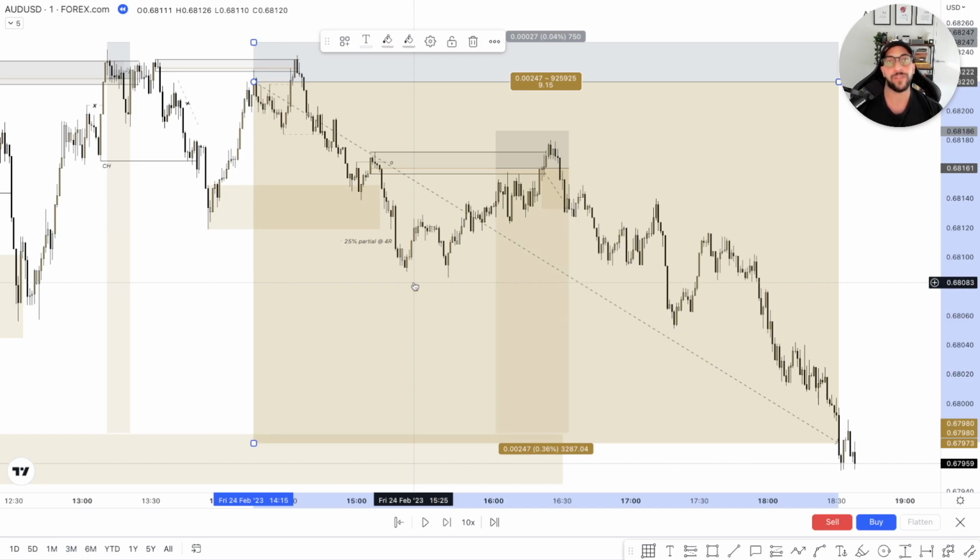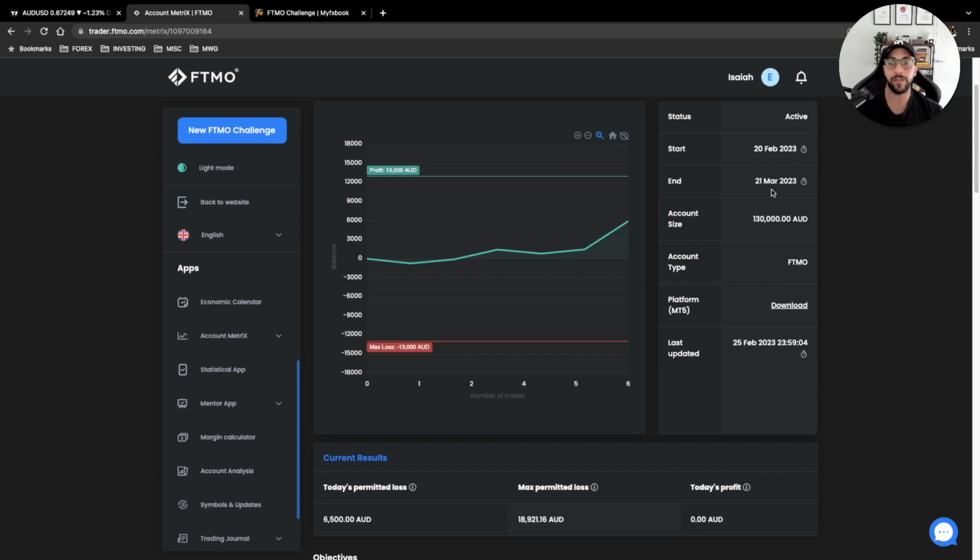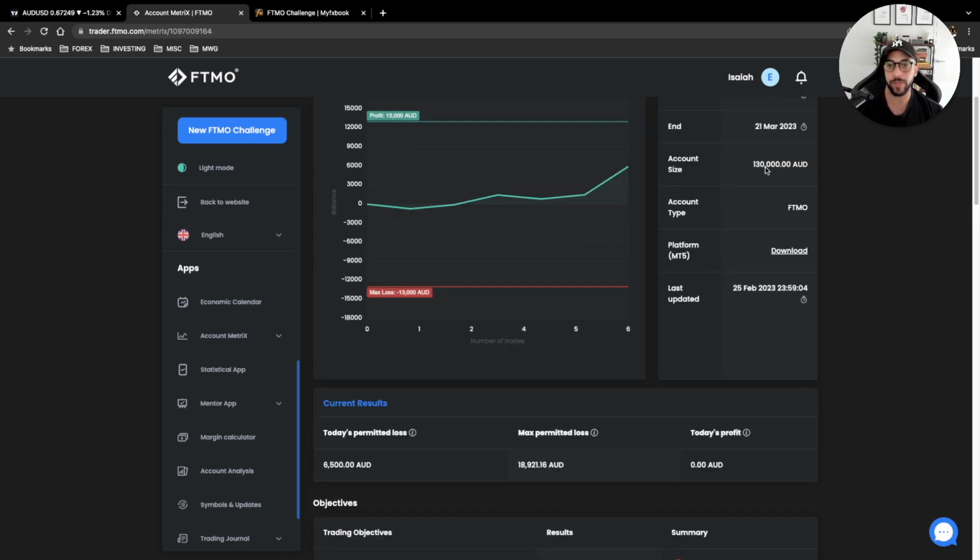And we'll now jump on to MyFxBook and FTMO to confirm everything for you there as well. Okay, so here we are on FTMO. So you can see I bought the challenge on the 20th of February, or sorry, when the first trade was activated, and that will end on the 21st of March. So again, that shows you that it's an actual challenge, not a trial, because you do get a full month, not just the 2 weeks.